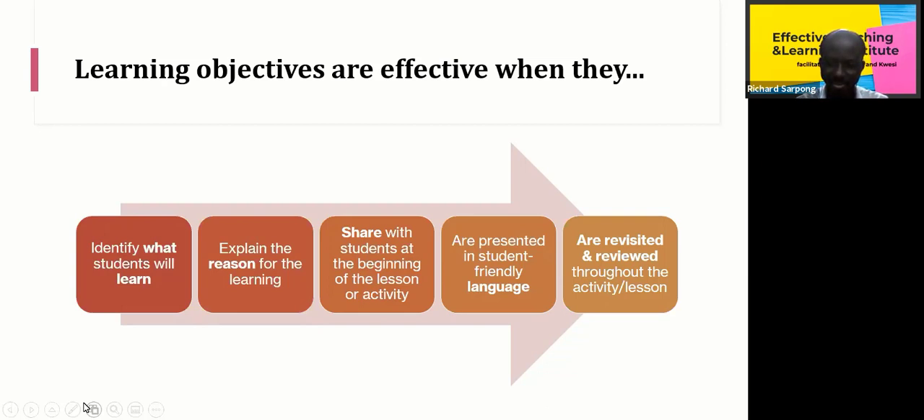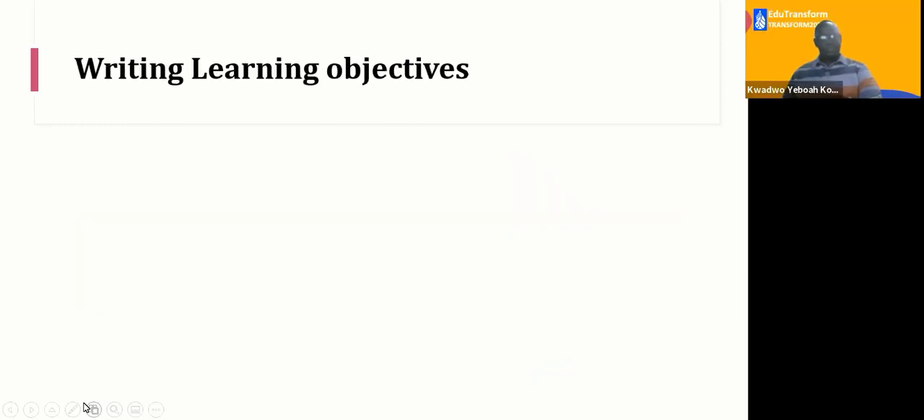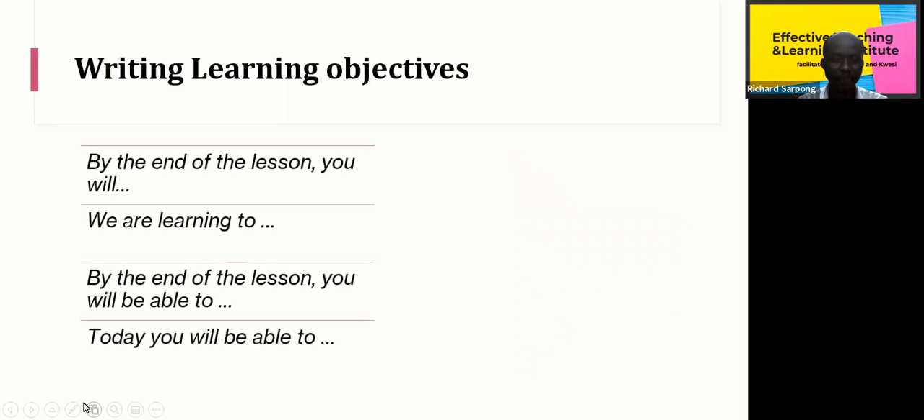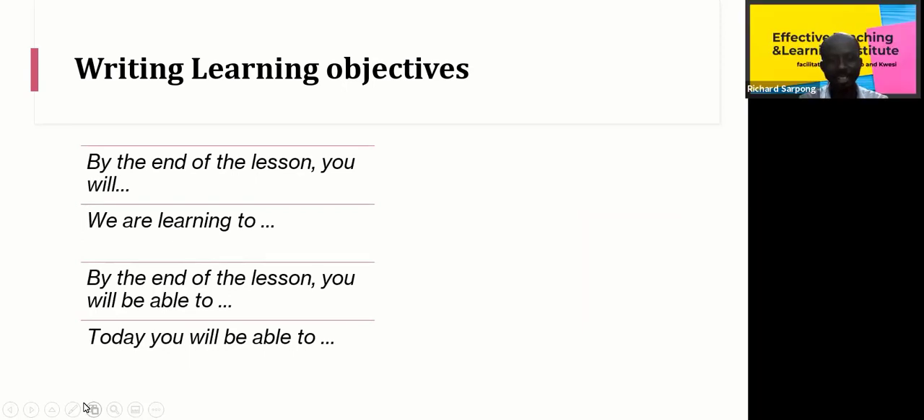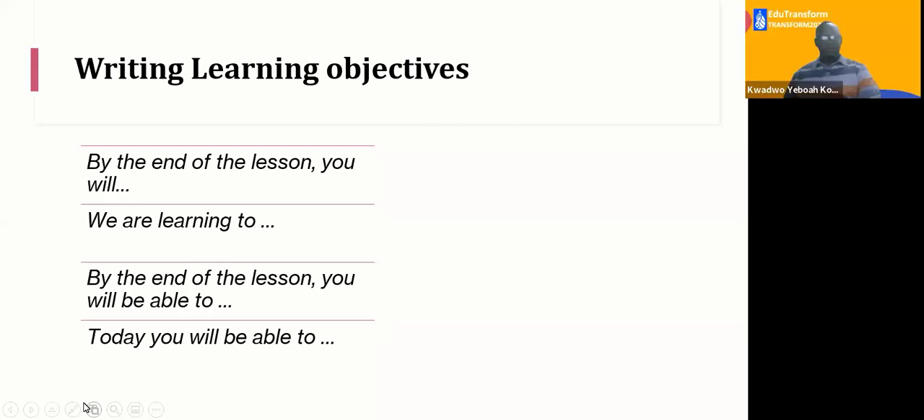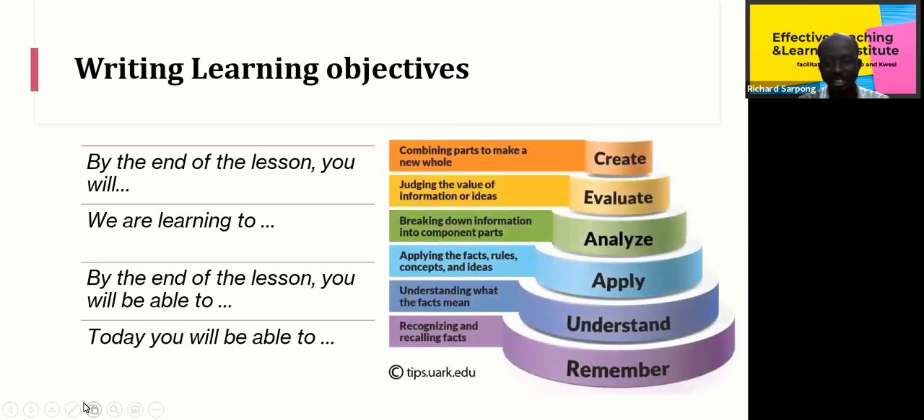Okay. Now, let's look at how we write them. Are there particular things we need to be considering as we are writing learning objectives? Yes, so the typical one, we all know: by the end of this lesson, you will, then you add what they will be learning, which clearly will be picked.